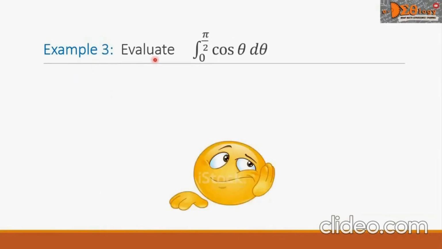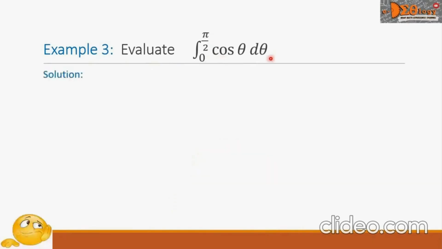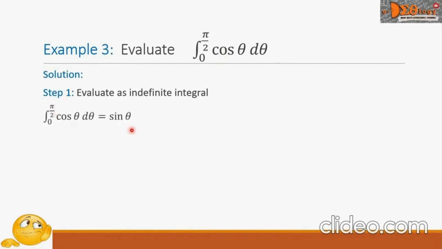Example 3. Evaluate the integral from 0 to pi over 2 cosine theta d theta. For our solution, let us evaluate as indefinite integral. So the integral from 0 to pi over 2 of cosine theta d theta is equal to sine theta. Then the step 2, capital F of B minus capital F of A. So the notation is here from 0 to pi over 2.